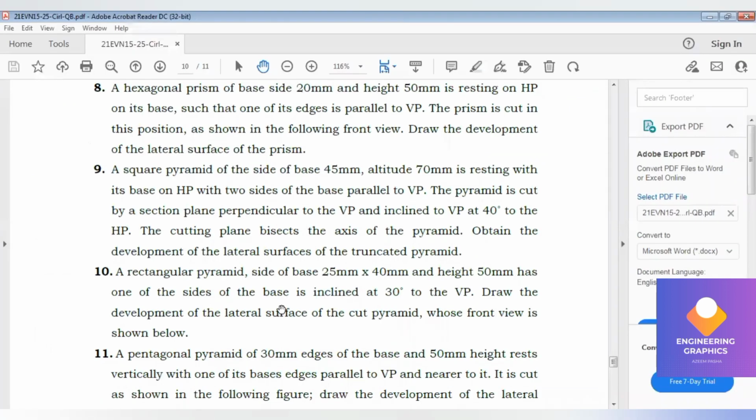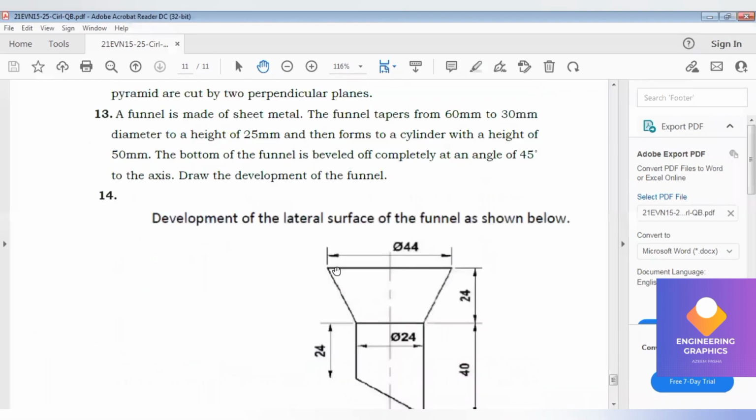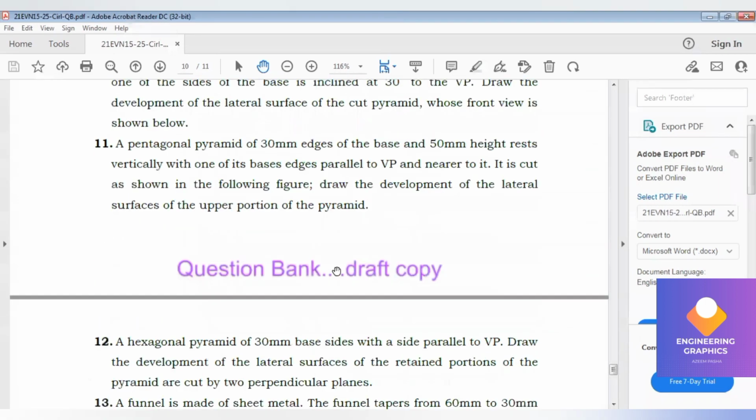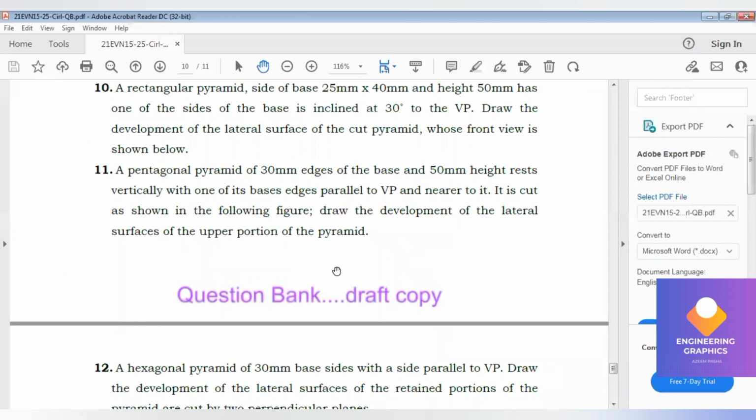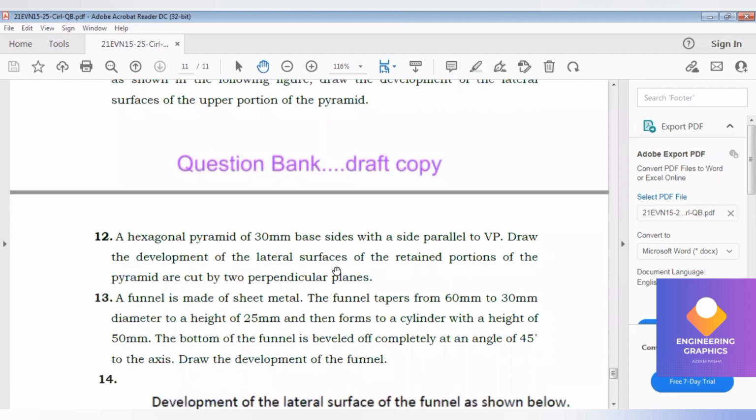I can see that problem number 10 also says the front view is shown below, but they have not given any kind of data. Question number 10, question number 11 and question number 12, all of them have inadequate data given.